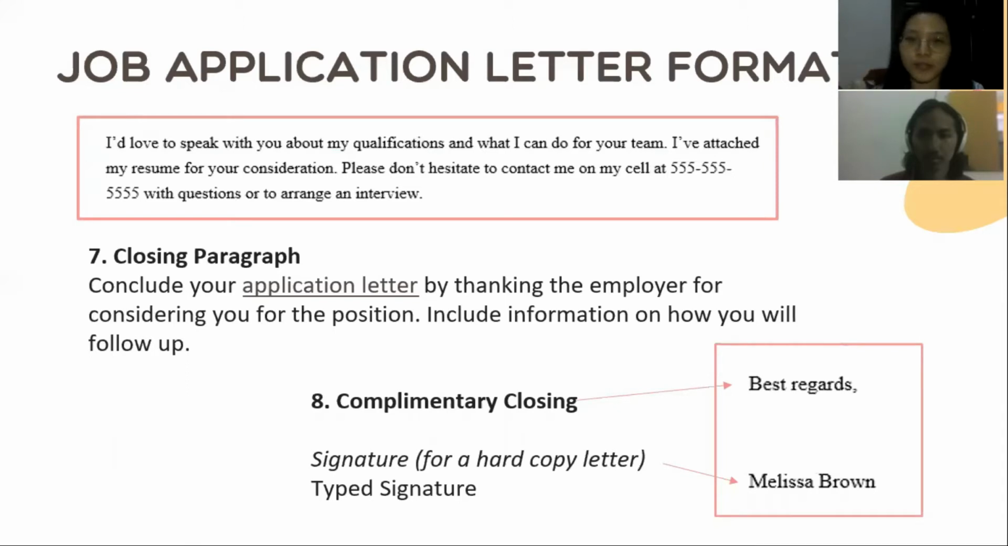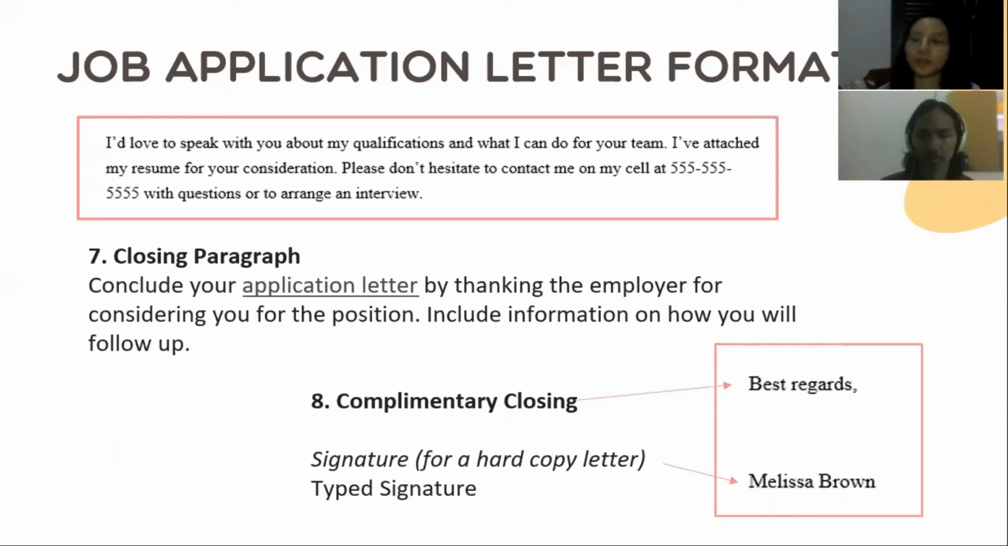You mentioned your skills, and now it's time to close everything up. You conclude it. You thank the employer for reading your application letter, and usually people will also include follow-up information. You can attach your phone number, your email, and whether you're ready and available for an interview. You can also put that here, so that the employer knows just how enthusiastic and how interested you are in the position that they're offering.